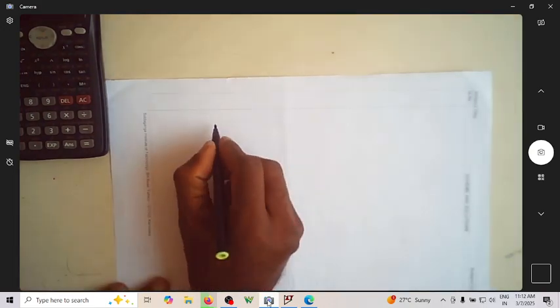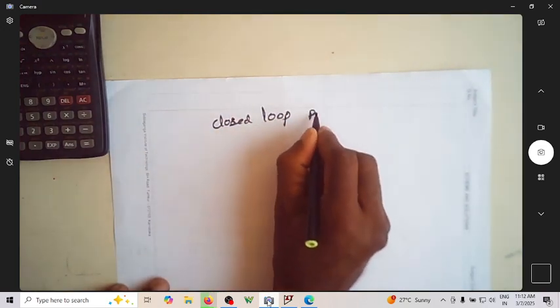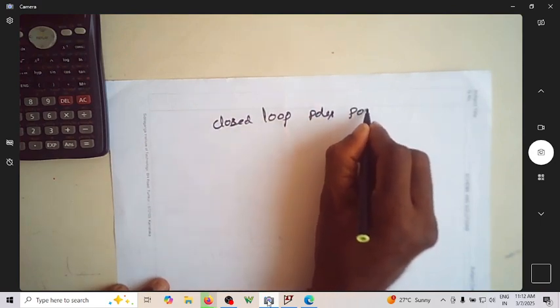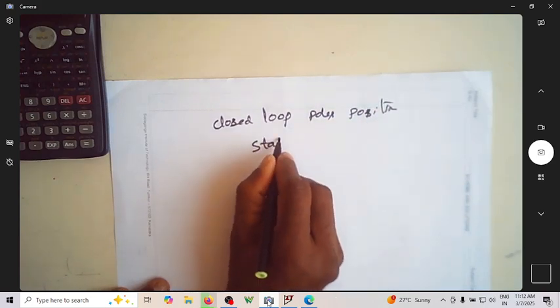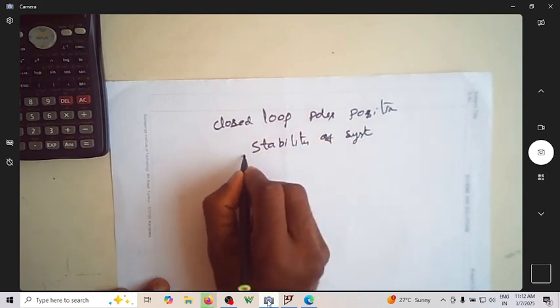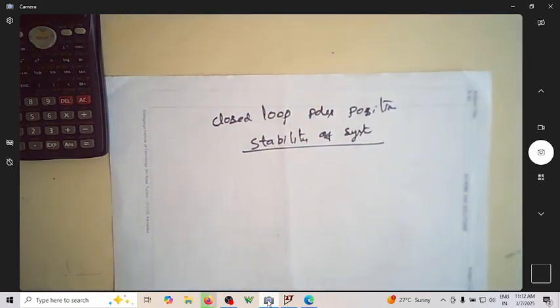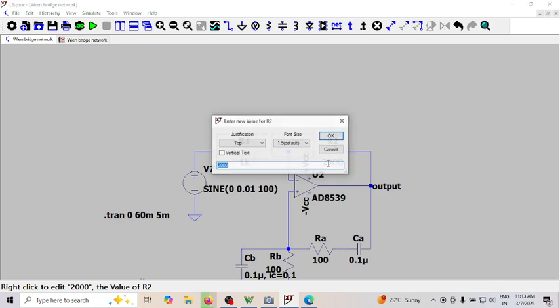Because that closed loop pole position will decide the stability of the system. Maybe in yesterday's class, in yesterday's simulation, let me just show you this. So in this simulation, you can see when the gain is, how much? Let me just make it 1500.